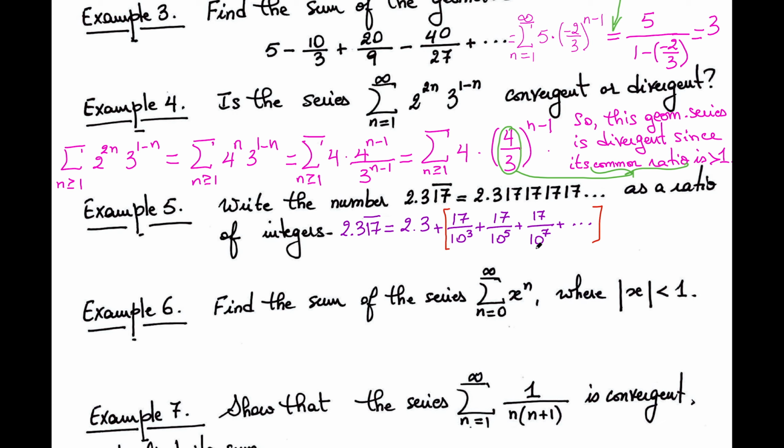And then you find the sum. This is a geometric series whose common ratio is smaller than 1 because it's 1 over 100. So certainly this is going to converge, and as such you're going to be able to find this number. And once you find this number, you add it to 2.3, and you give yourself that number, 2.317 bar, as a ratio. Correct? That's the idea here. So let's do it.